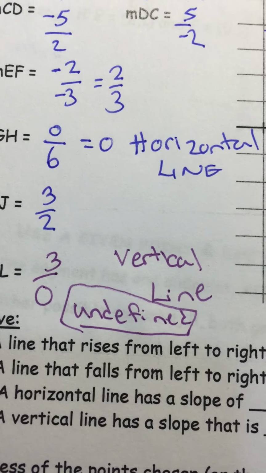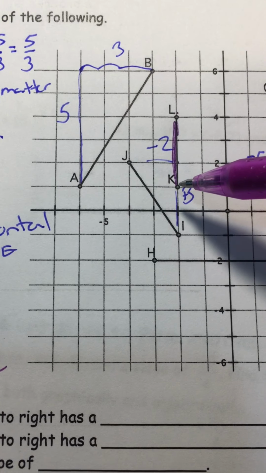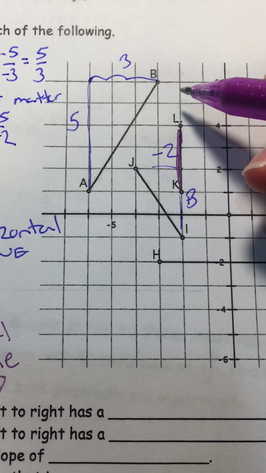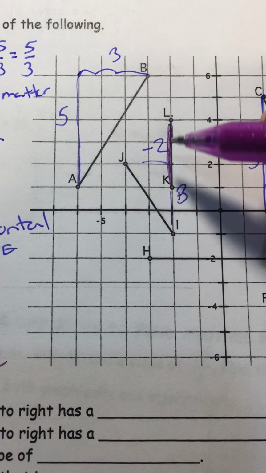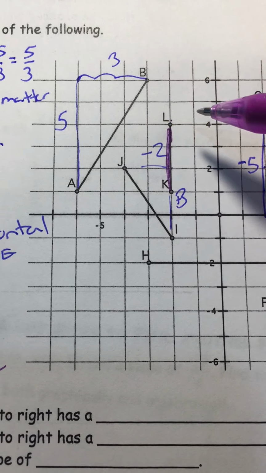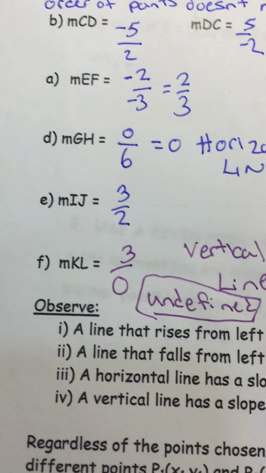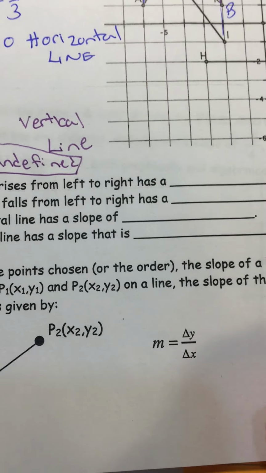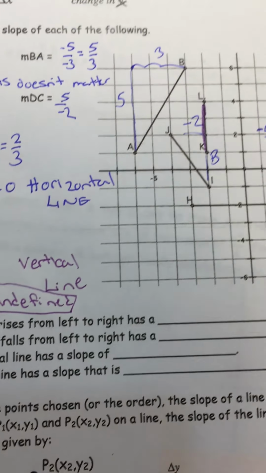This one's undefined. And that's true of all vertical lines, because you can imagine all vertical lines will have some number of rising between them, which is really irrelevant because the run is always 0, and you're not allowed to divide by 0.